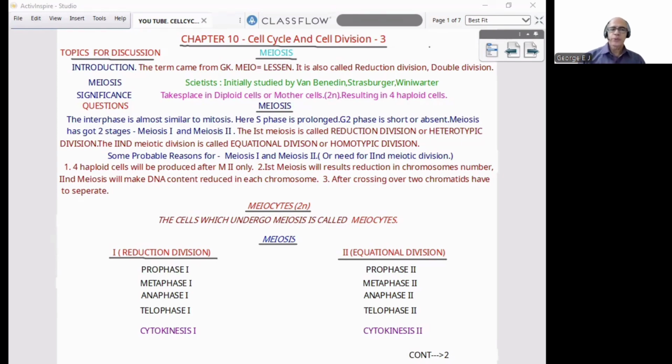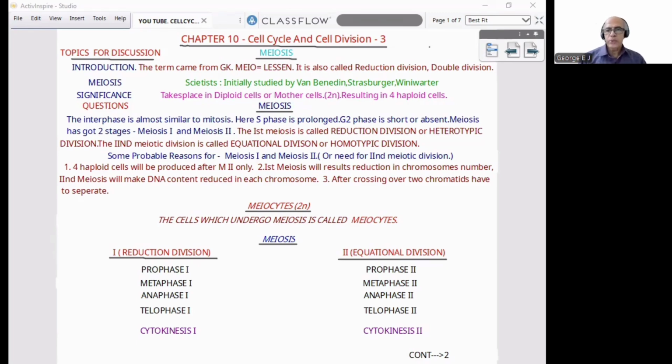And when we continue with meiosis, meiotic interphase is almost similar to mitosis. But here S phase will be a little bit prolonged, and G2 phase is short or even absent in a few cases. Meiosis has 2 stages, meiosis 1 and meiosis 2. First meiosis is called reduction division or heterotypic, not uniform. That is how the term heterotypic division came. And second meiotic division is called equational, parallel to mitosis, or homotypic division. So reduction and equational, heterotypic and homotypic. I think the words are clear.